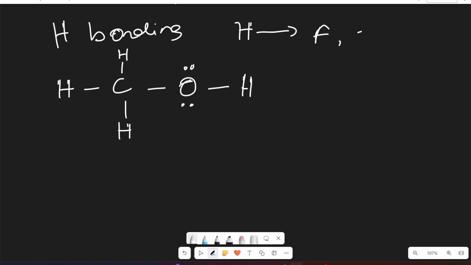And only these. This is the only time there's H bonding occurring, when H is directly bonded to one of these. And when I say bonded, we need to be careful here with our terminology. It's called H bonding, but this is an intermolecular force.